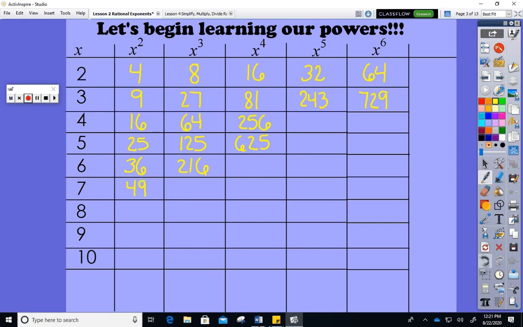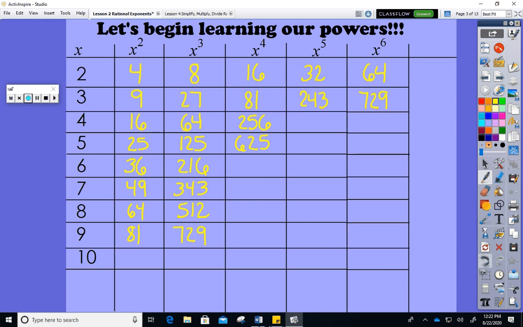49 times another 7 is 343. So 7 to the third is 343. 8 squared is 64. And if I say, well, what is 64 times 8? I get 512. So 8 cubed is 512. 9 squared is 81. And then 81 times another 9 is 729. So 9 cubed is 729.